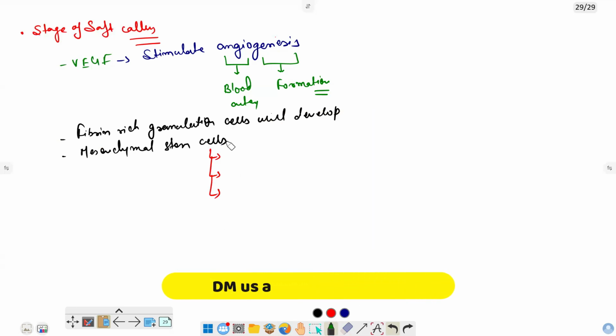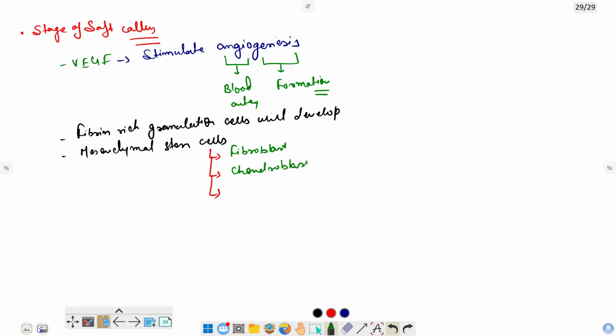The first, it will start the formation of the fibroblast. Then it will start the formation of the chondroblast. Then it will start the formation of the osteoblast. These three cells are very important for the formation of the bone, for the regeneration of the bone. What are the actions of these three?